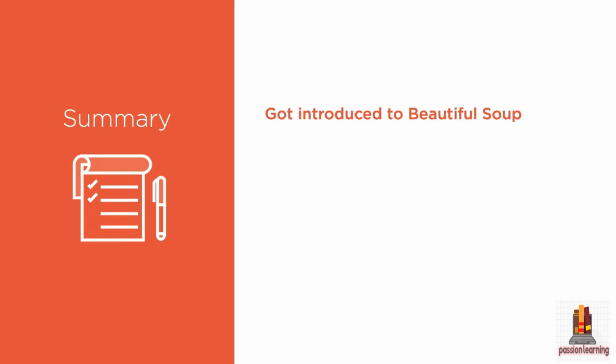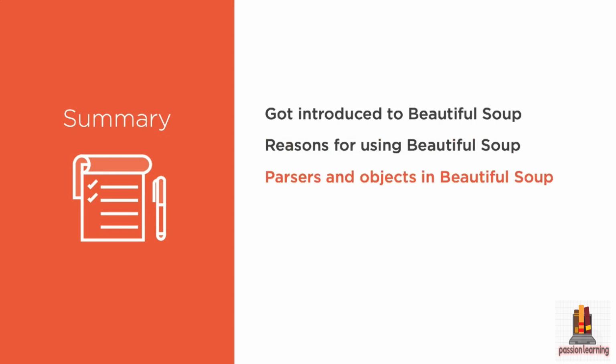In this module, we got introduced to BeautifulSoup. We learned about the reasons for using BeautifulSoup, such as the fact that it is simple and can use multiple parsers based on desired trade-offs. We also went through the different objects and parsers in BeautifulSoup, such as the built-in Python HTML parser, the LXML parser, and the html5lib library. And finally, we combined Python, Selenium, and BeautifulSoup to extract data from a dynamic web page.